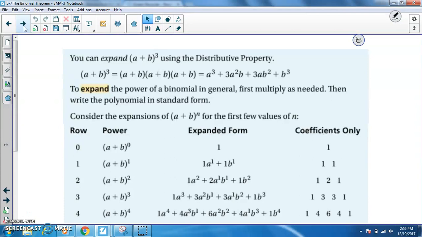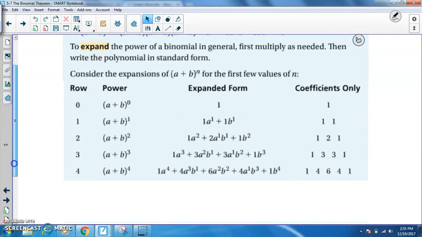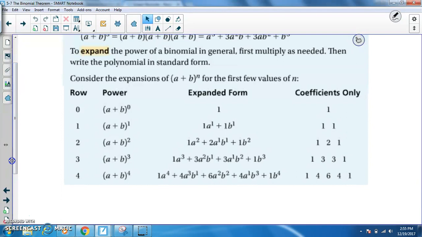To expand the power of a binomial in general, we first multiply as needed, then write the polynomial in standard form. But we can consider the expansions of a plus b to the nth for the first few values of n. If we have the 0 power, the expanded form would be 1. Then to the first power, we would have 1 times a to the first power plus 1 times b to the first power.